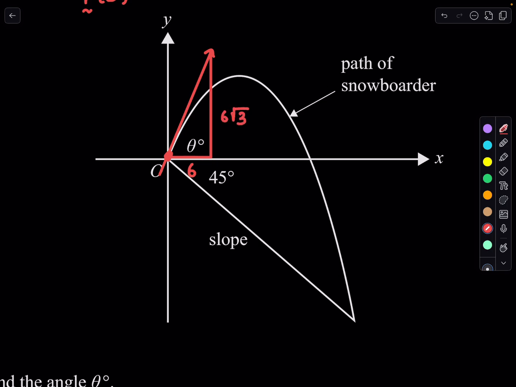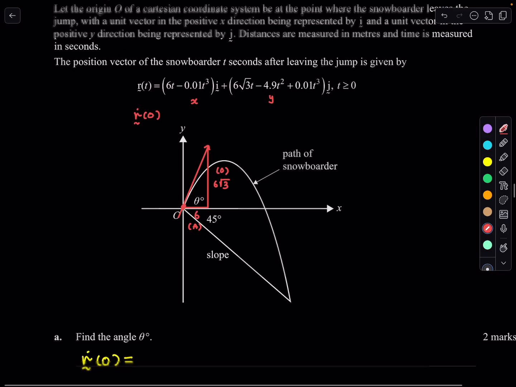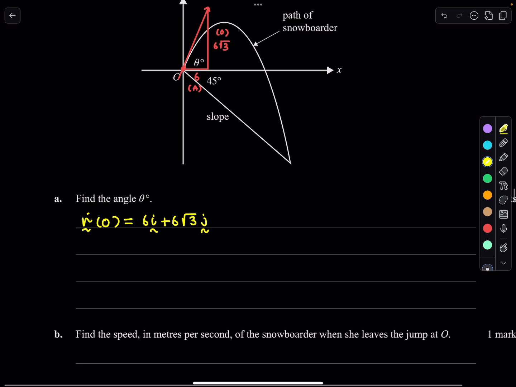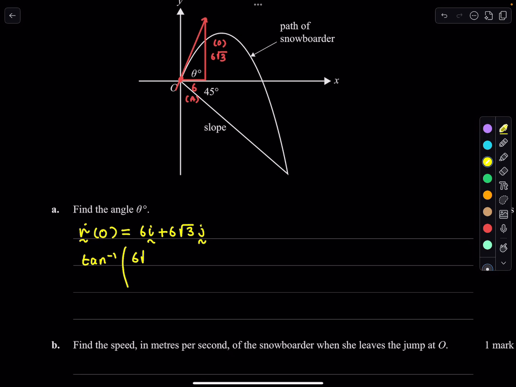So you know how this is the opposite and this is the adjacent, I can use tangent to find that theta. So first let's write this down. This is 6i plus 6 root 3j. To find the angle, it's the tangent of the opposite over adjacent, remember TOA, which is 6 root 3 over 6. So these 6s cancel. It's just tan theta equals root 3.